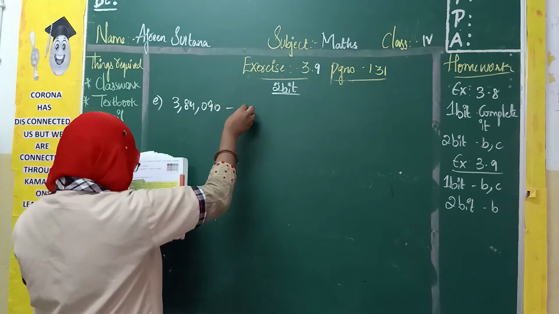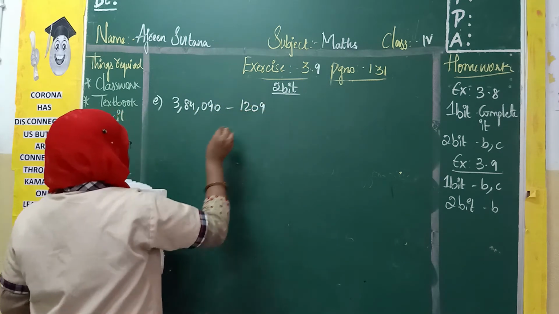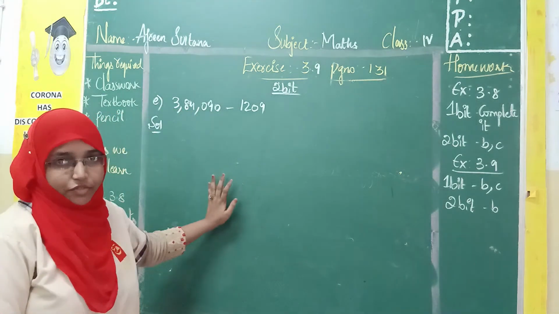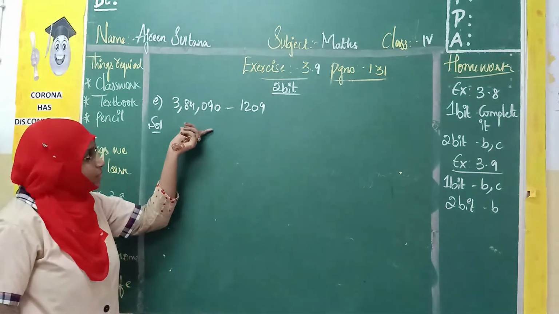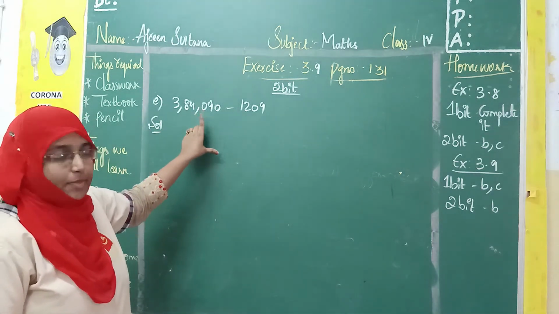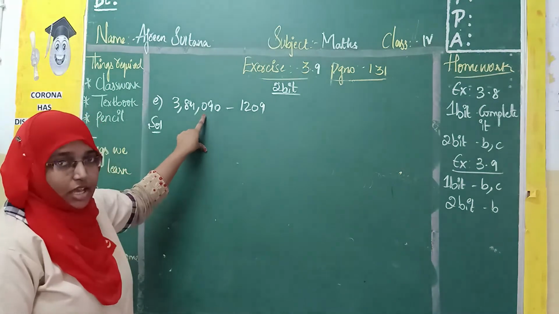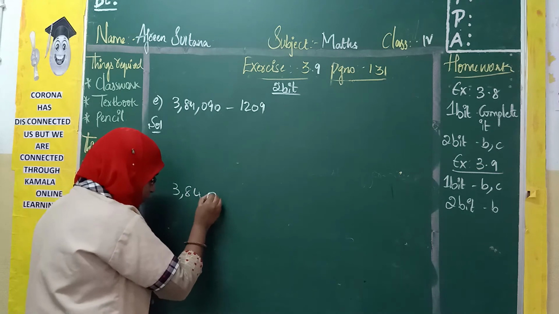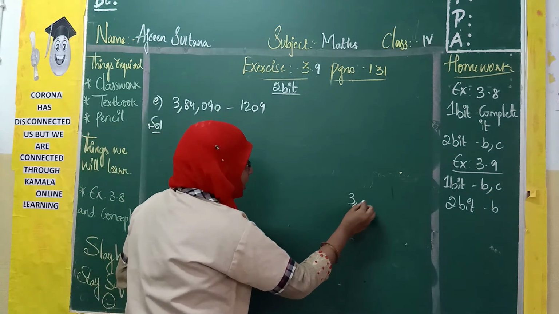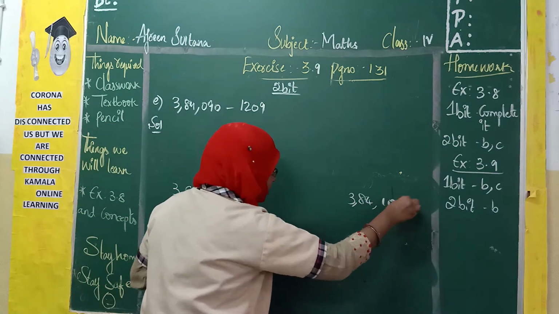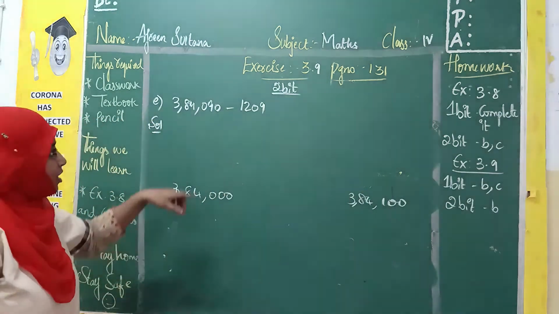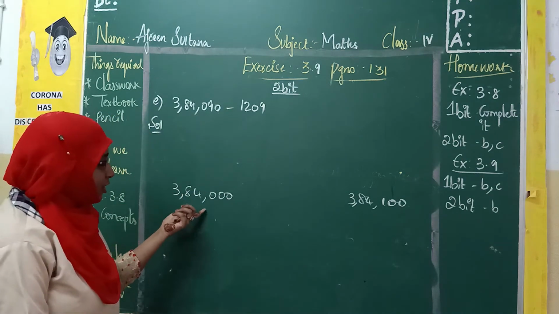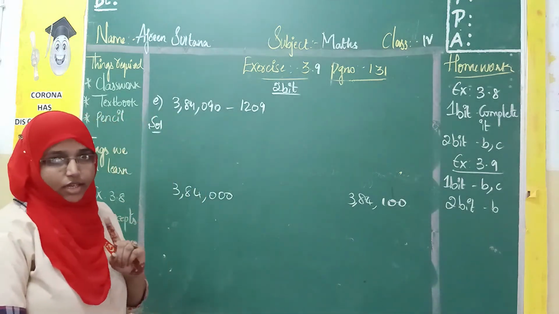3,84,090 minus 1,209. Firstly, we need to round off to the nearest hundreds, right? So this is a very big number, but we will only check the hundreds place. When you check the hundreds place, there is 0. It means the value lies between 3,84,000 to 3,84,100, because there is a 90 over here, right? Starting is 0 and next will be 100. So this number is lying between 3,84,000 and 3,84,100.